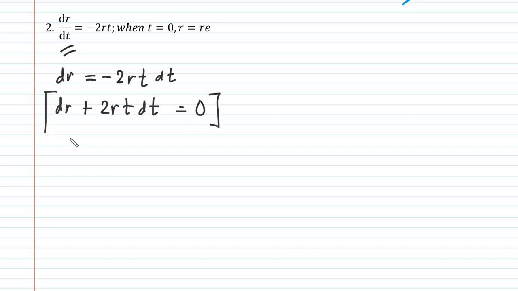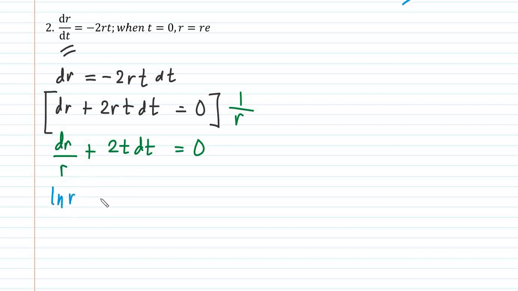So what we need to multiply here is simply 1 over r. So after multiplying 1 over r, I will now have differential r over r plus 2t differential t is equal to 0. So you can see here, it's now elementary. We can simply integrate, and it will produce ln r plus t squared is equal to c. So we automatically have our general solution.